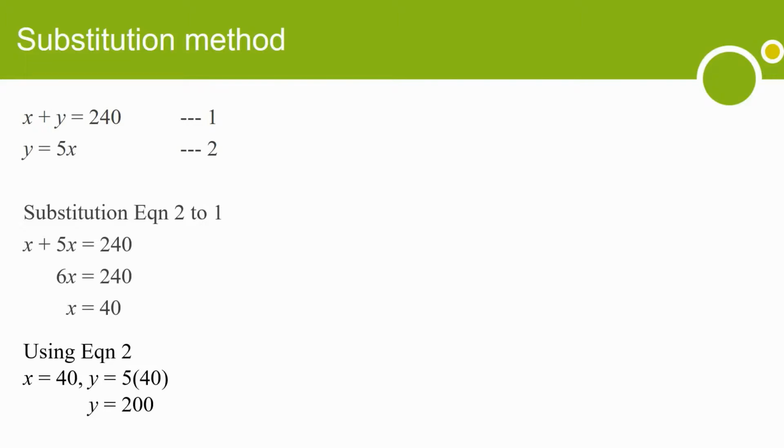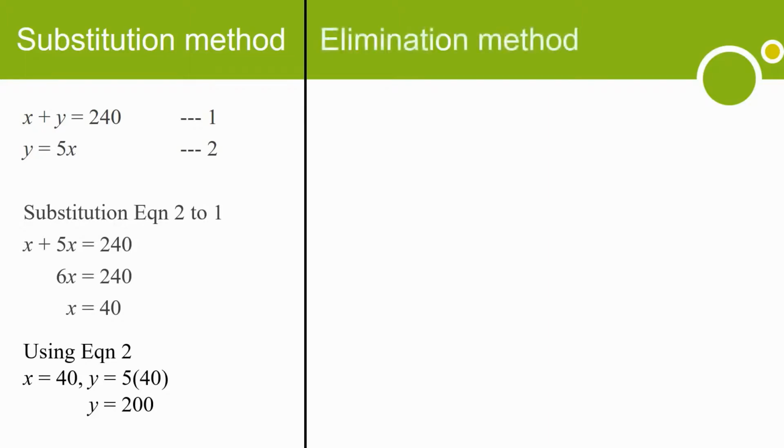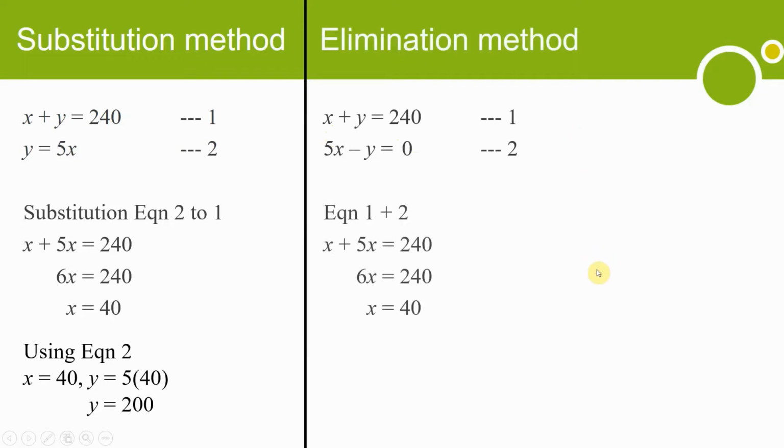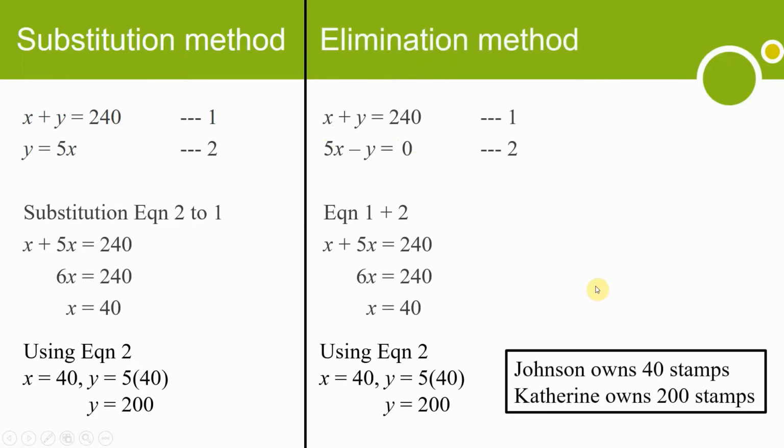Let's use the elimination method to solve this equation also. But to use the elimination method, we need to modify the equation a little bit. As you can see, equation 2 is modified to this form so that we can get the form of x, y and a number. Looking at this example, we use 1 plus 2 and we can get the same answer. So in conclusion, Johnson owns 40 stamps and Catherine owns 200 stamps.